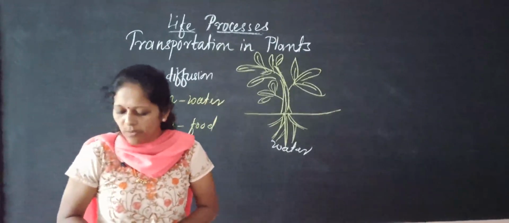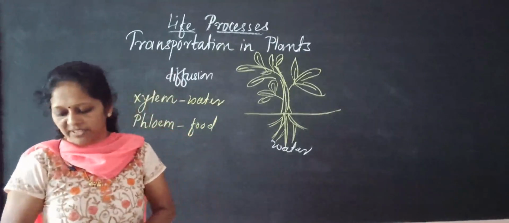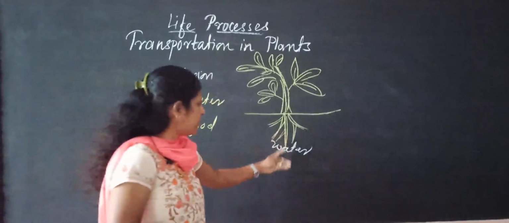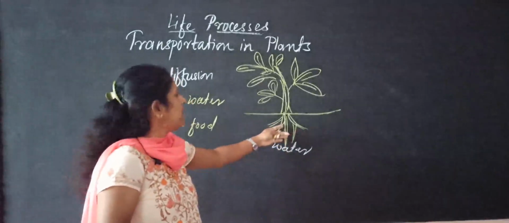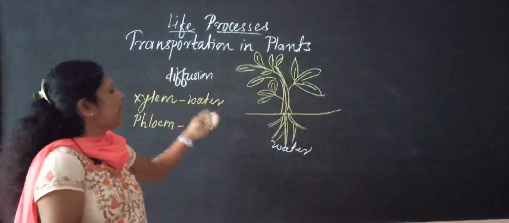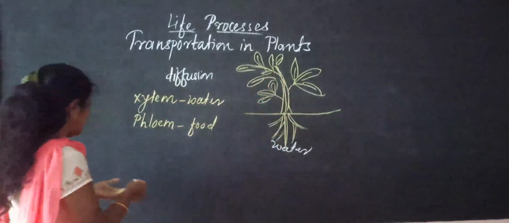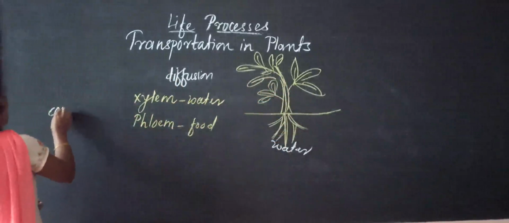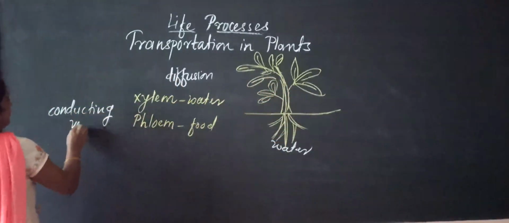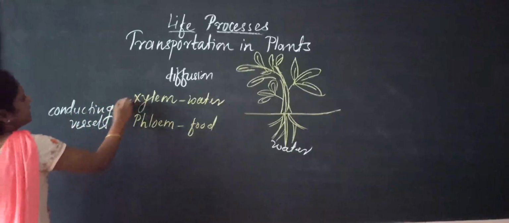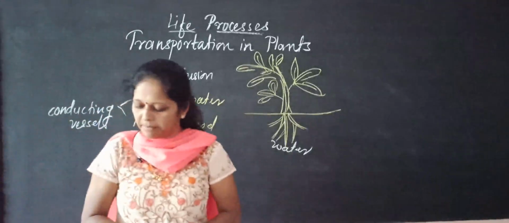The xylem moves the water and minerals obtained from the soil. The water and minerals absorbed from the soil by the root are transported with the help of xylem, which are nothing but conducting tubes or conducting vessels in the plants.